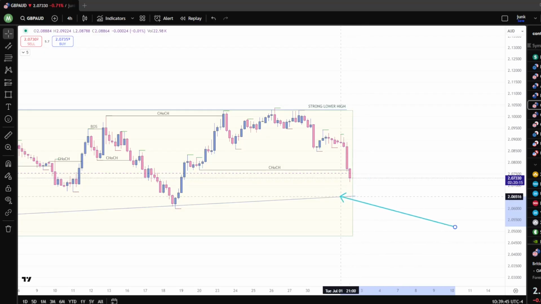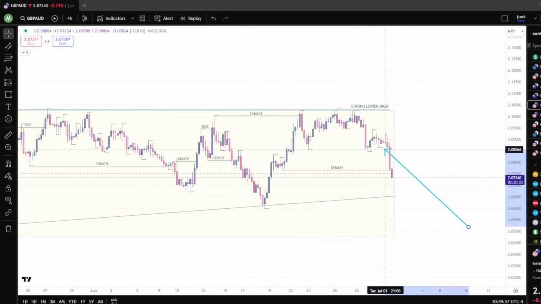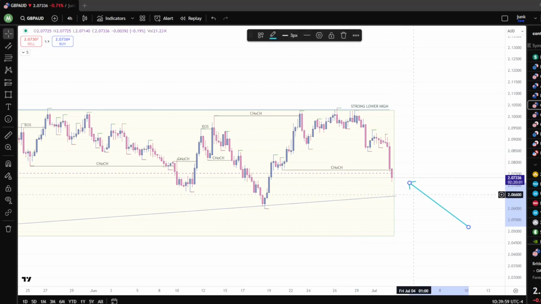If it does, look for any type of reaction off of this trend line. But as you can see, the structure is starting to break down. Swing structure bearish, fractal structure bearish, internal structure bearish. Looking for any type of selling opportunities.